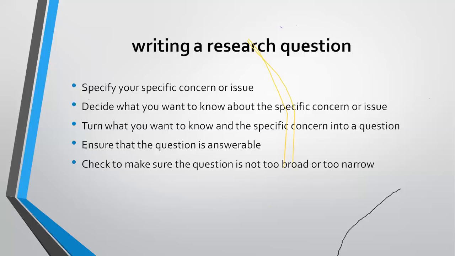Then you turn what you want to know into a specific concern, and the specific concern into a question. You form questions from what you are actually interested in knowing. And you ensure that the questions you have asked can be answered. Then you check to make sure that the question is not too broad and not too narrow, which means it should be a bit complex. That is it about writing a good research question. If you go back to your notes, you see different examples of research questions.